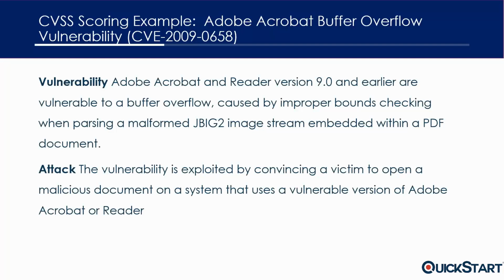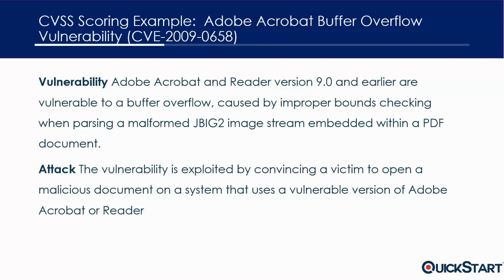So the base vulnerability was that Adobe Acrobat and Reader version 9.0 and earlier are vulnerable to buffer overflow caused by improper bounds checking when parsing a malformed JPEG-2 image stream embedded within a PDF document. The attack is that the vulnerability can be exploited by convincing a victim to open a malicious document on a system that uses a vulnerable version of Adobe Acrobat or Adobe Reader.